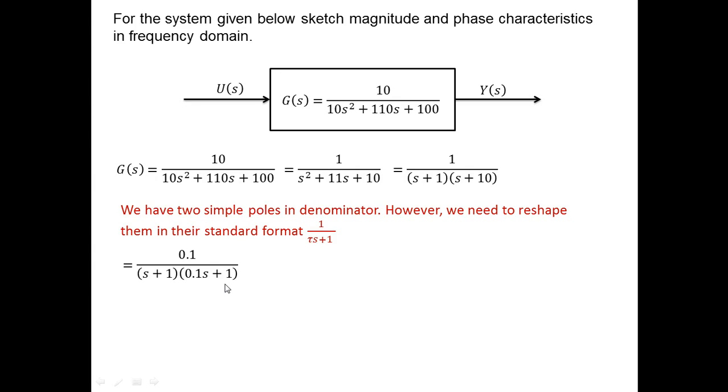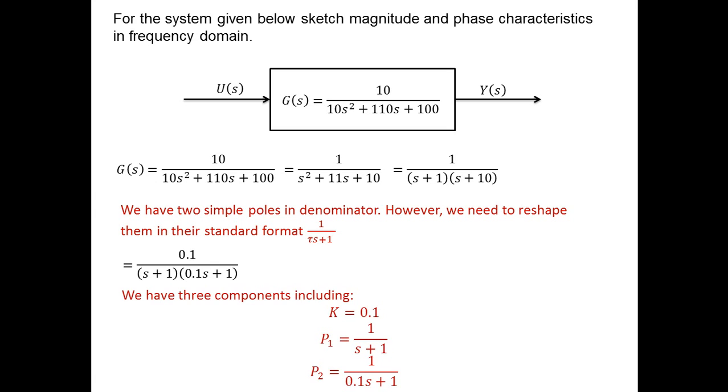In order to draw the Bode plot of this transfer function, I need to separate each component of this transfer function and plot the Bode plot of each component, and at the end add up all the plots of the transfer functions. Here I have three components: one constant gain which is equal to 0.1, pole 1 equal to 1 over s plus 1, and pole 2 equal to 1 over 0.1s plus 1. So I need to draw the Bode plot for these three components separately.